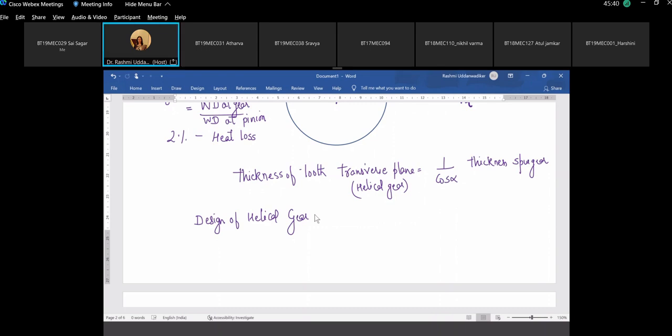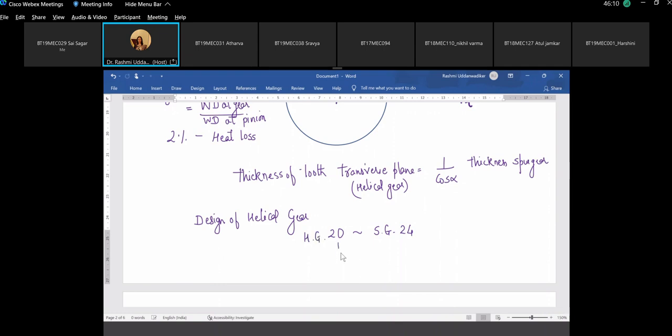If we want to use the same formulas for the design of helical gear, then there has to be some equivalence. So can we find out the spur gear equivalent of a helical gear? Which means if in a helical gear the number of teeth is 20, then it is equivalent to, suppose, a spur gear of 24 teeth. This is just an example.